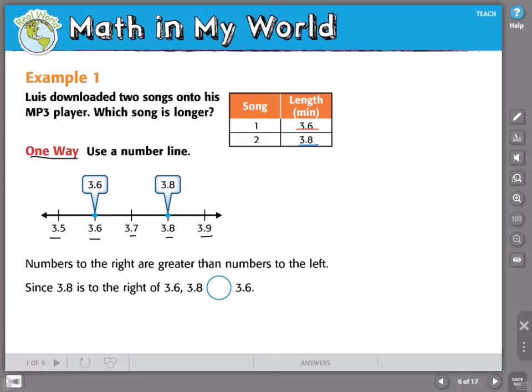When you plot 3 6/10 here and 3 8/10 here, you can see that 3 8/10 is to the right of 3 6/10. Numbers that are to the right are greater than numbers to the left. So 3 8/10 is greater than 3 6/10.